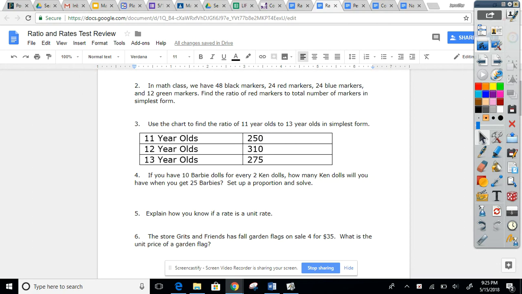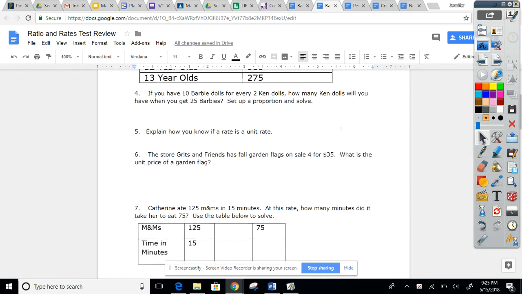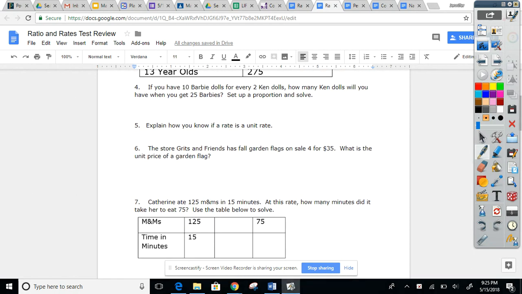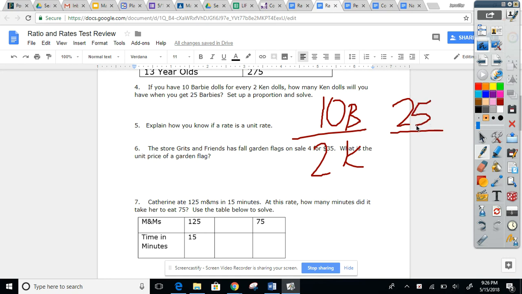For number 4, skip number 3, do number 4. It says you have 10 Barbie dolls, 10 Barbies. And now I have 2 Ken dolls for each of those Barbies. If I use a proportion, if I have 25 Barbies, how many Ken dolls would I have? Okay, you could solve as a proportion. I like to go back and find the unit rate.